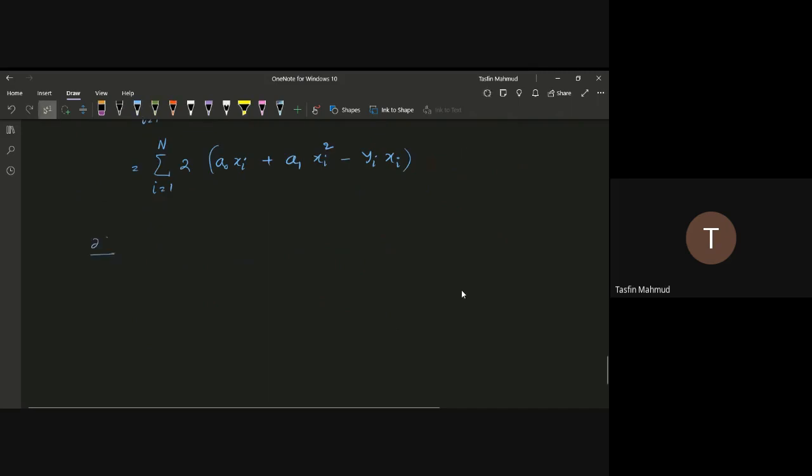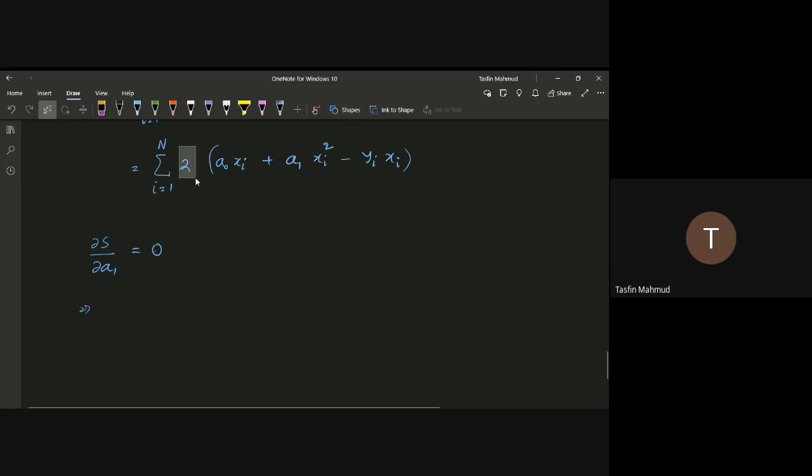So del s by del a1, and as we are going to consider the minima, right? We want to find the minima, and to find the minima we have to equate with zero, right? So for this reason we are equating. So we are going to equate it with 0.